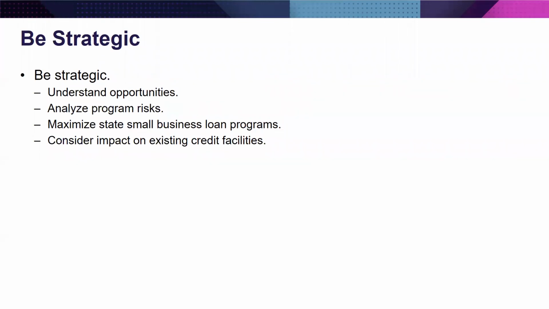Finally, there's risks associated with any government program, and to the extent there's a repayment portion, that not all the debt is forgiven, some is repaid. What does that look like? And finally, in addition, maximizing state programs, and then finally, taking into consideration what your existing credit facilities look like and whether or not these additional funds are allowed or permitted under your existing credit facilities with your existing lenders.